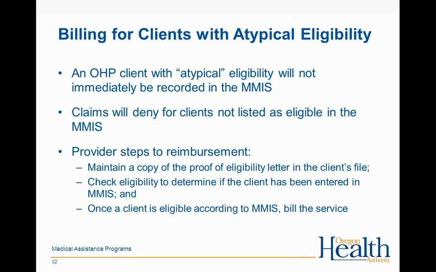Number one, maintain a copy of that letter, whichever one it is, HPE or healthcare.gov. Do get a copy of that letter, put it in the client's file, make sure you have that on file in your office. Check eligibility to see if the client is in MMIS. It's possible they've had that letter for 2 weeks and we've got them in the system. They might be in there. So go ahead and check, verify eligibility, see if they're in the system or not, and make note of that.